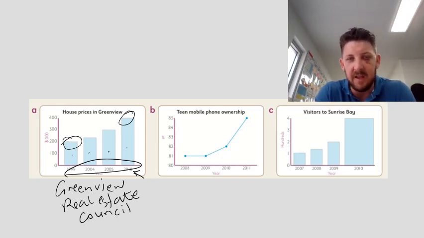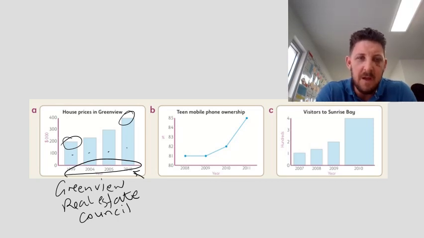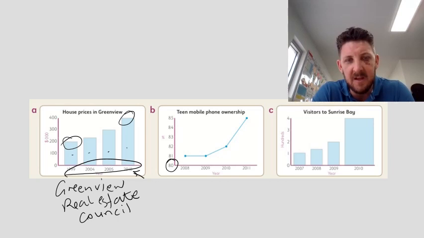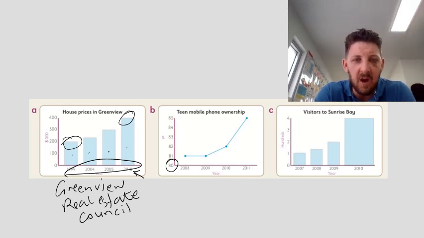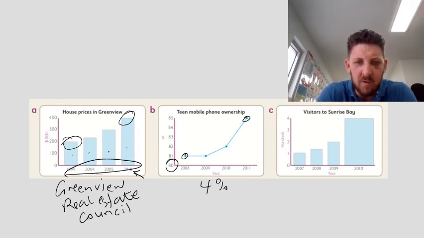The second one here is teen mobile phone ownership. So you can see here all the years are the same, but if you look at the y-axis, you can see it starts on 80%. So it has increased over the 4 years. However, it's only really increased between 81 and 85, which is only 4%. So it's quite misleading. It's only a very, very small percentage that has increased in the ownership of mobile phones.